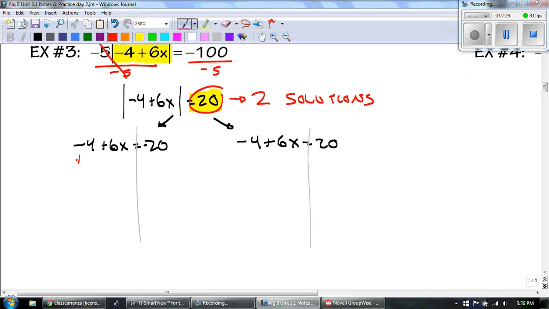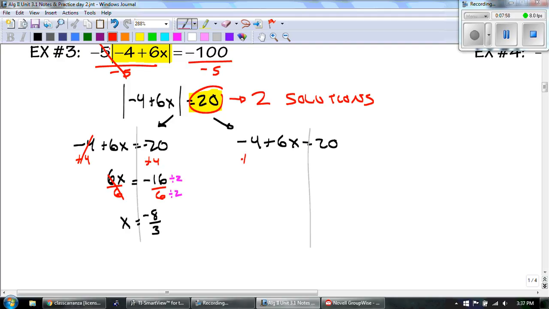I have to add 4 to both sides. We get 6x equals -16. Divide both sides by 6. And x equals negative what? You can divide them both by 2. And you get -8/3.